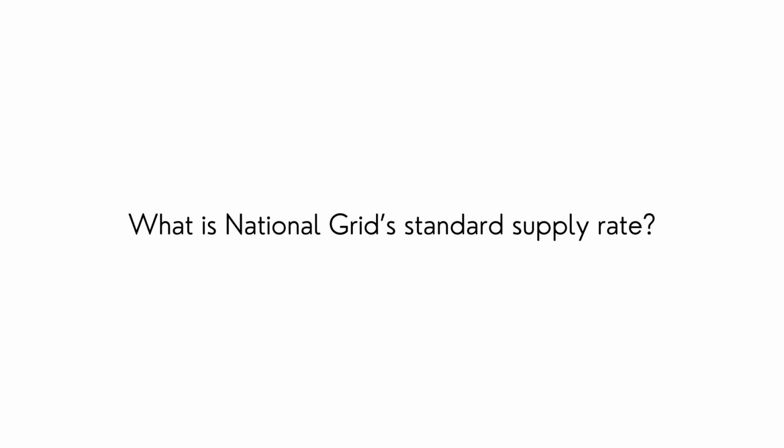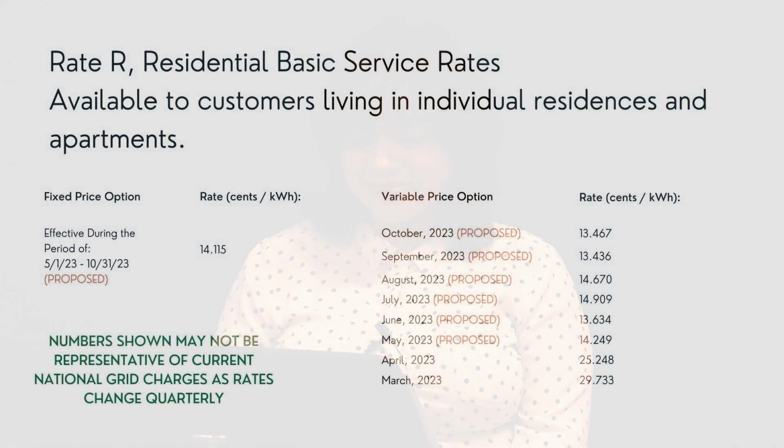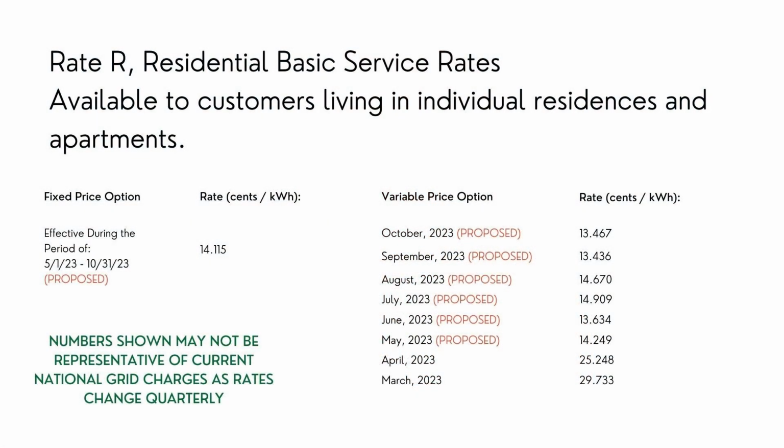What is National Grid's standard supply rate? We can compare your rate with National Grid's rate. National Grid's current residential rates are as follows. As we just saw, National Grid's fixed rate for standard residential customers is roughly 34 cents per kWh. You may be paying a different rate if you have a third-party energy supplier, or are on a variable price option, or if you're receiving a utility discount.